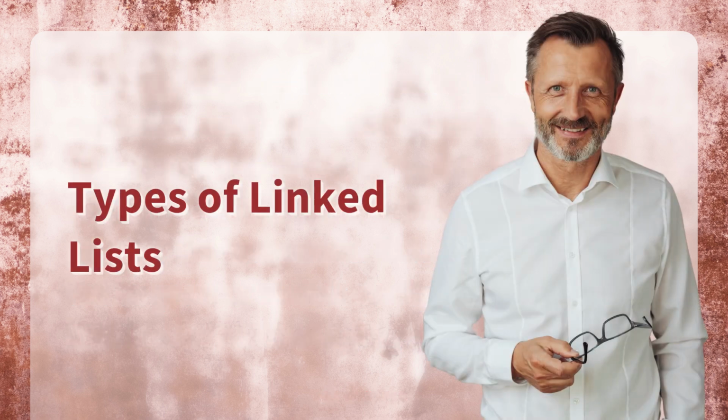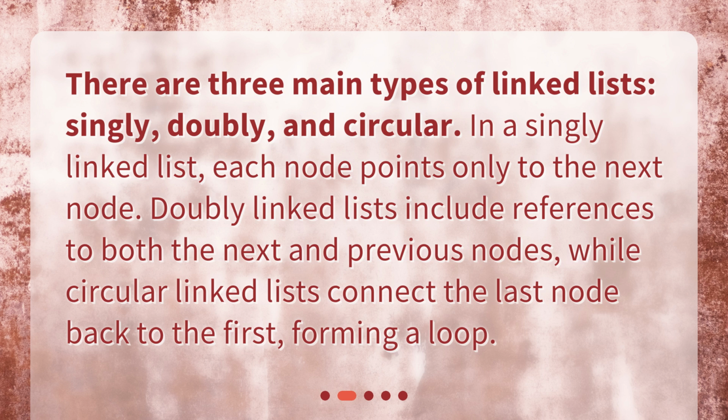Types of linked lists. There are three main types of linked lists: singly, doubly, and circular. In a singly linked list, each node points only to the next node. Doubly linked lists include references to both the next and previous nodes, while circular linked lists connect the last node back to the first, forming a loop.